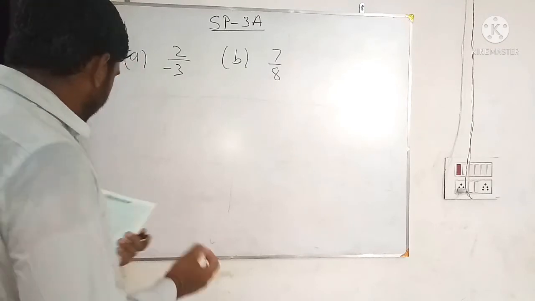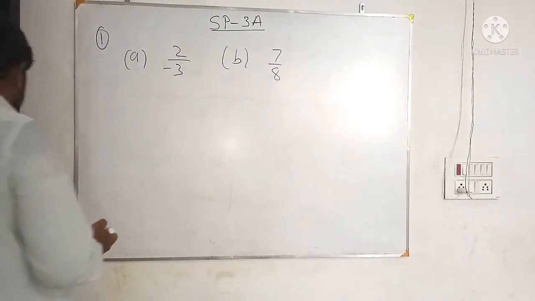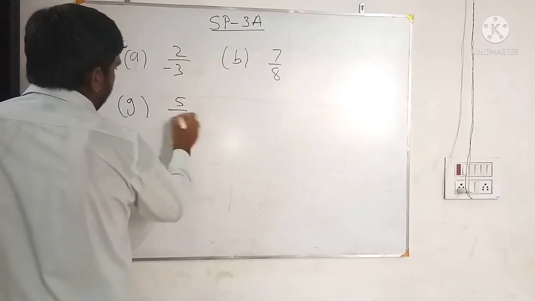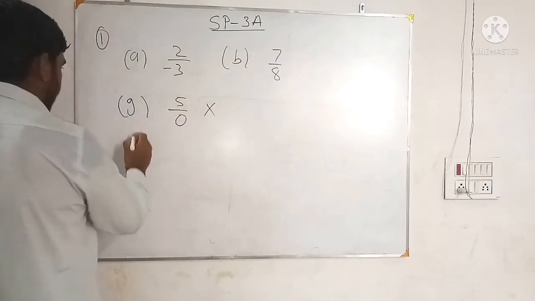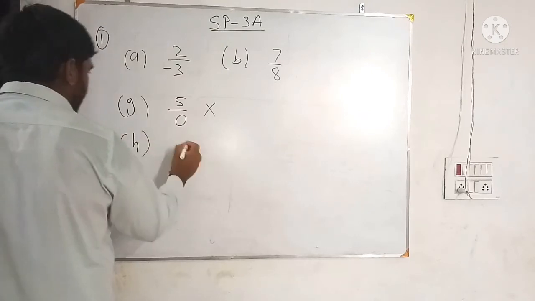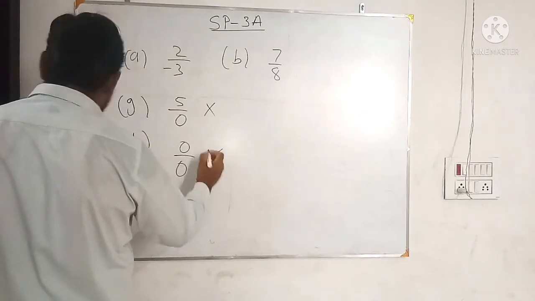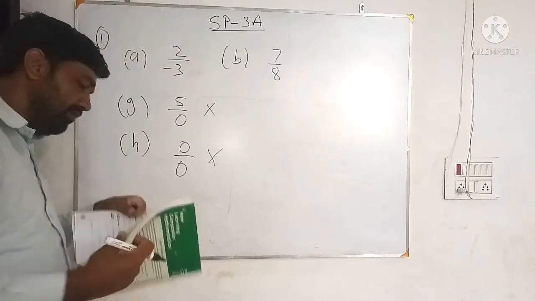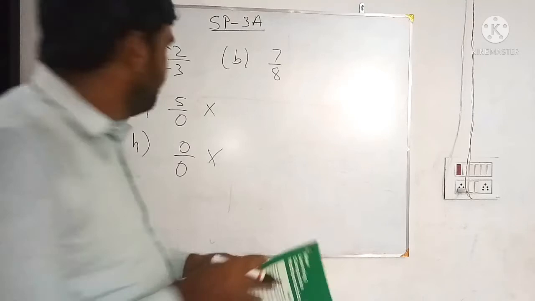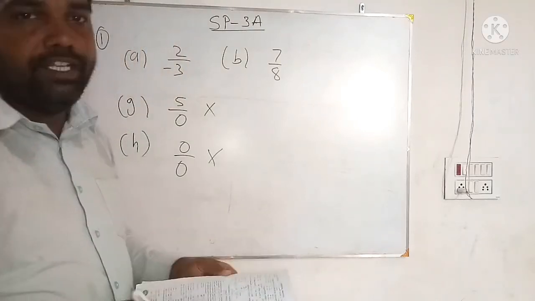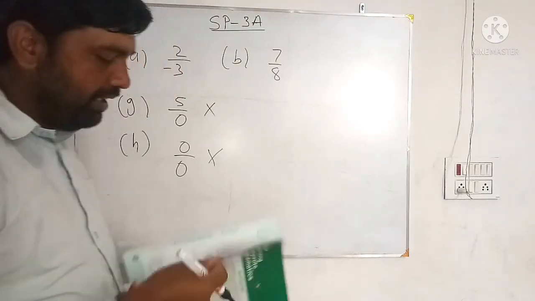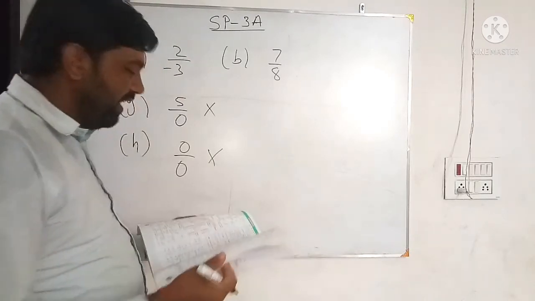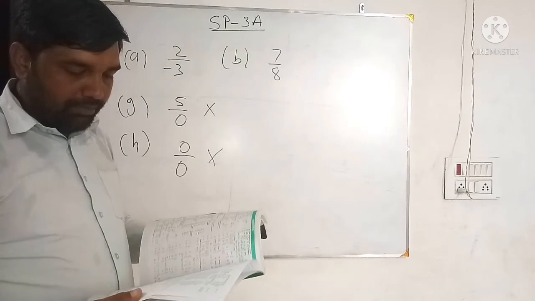G, 5 by 0, is not a rational number. H, 0 by 0, is not a rational number. G and H are not rational numbers because the denominator is 0. In a rational number the denominator should not be 0, because if you divide any number by 0 it becomes undefined.